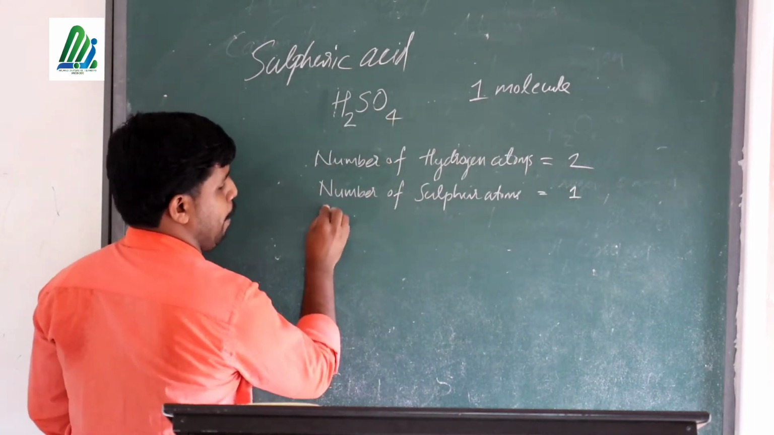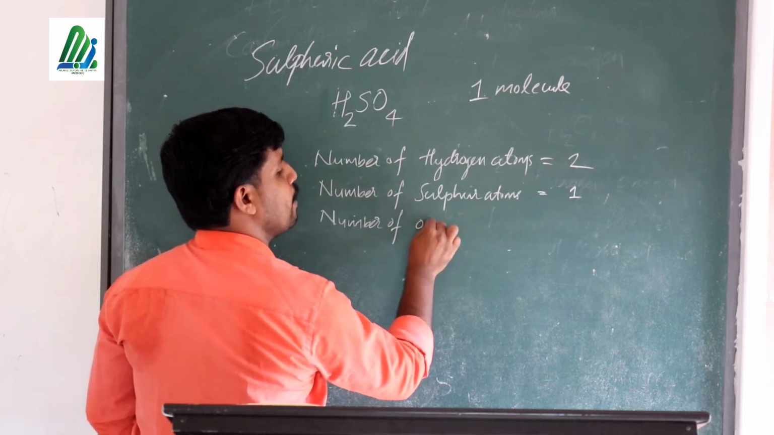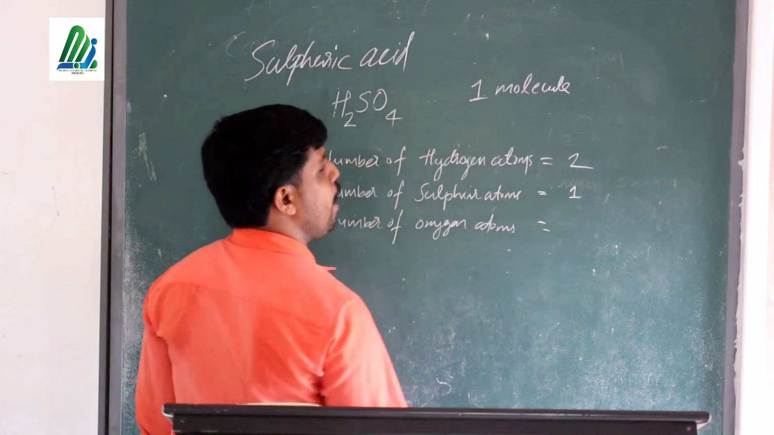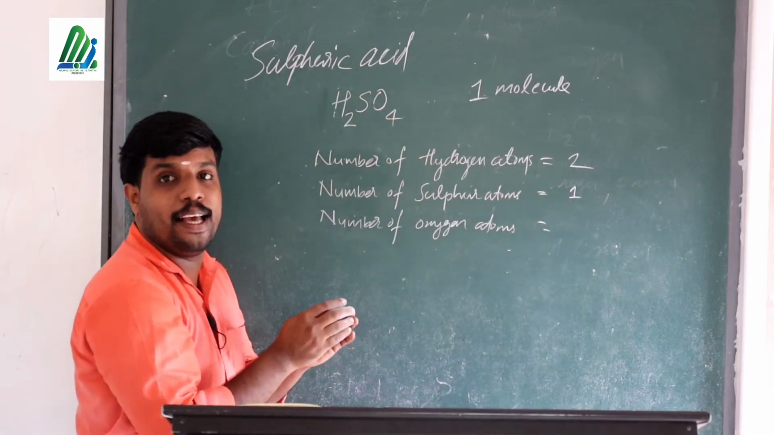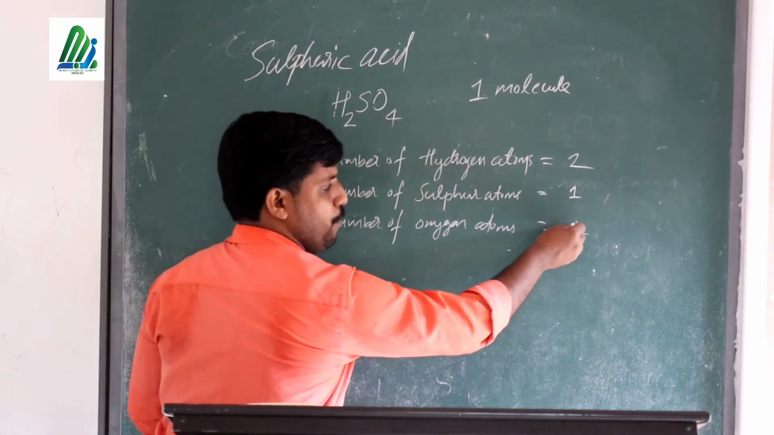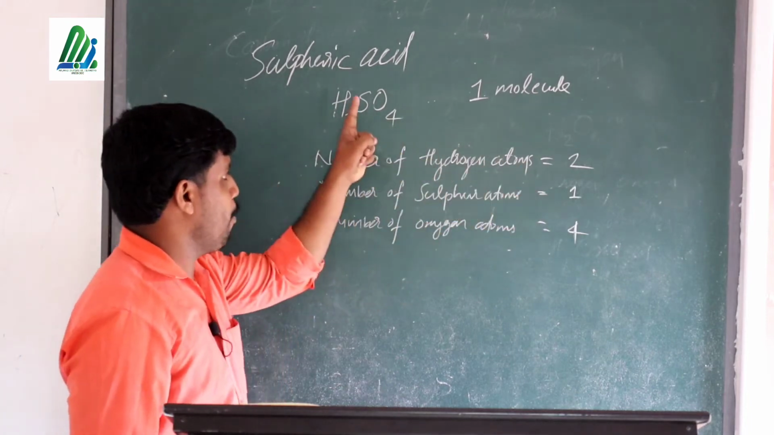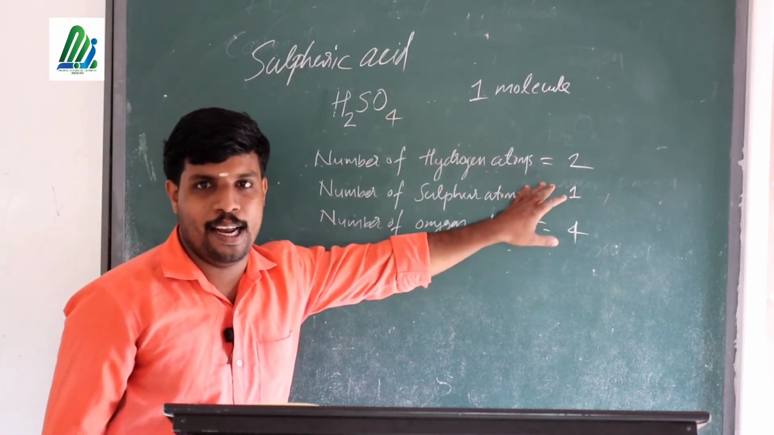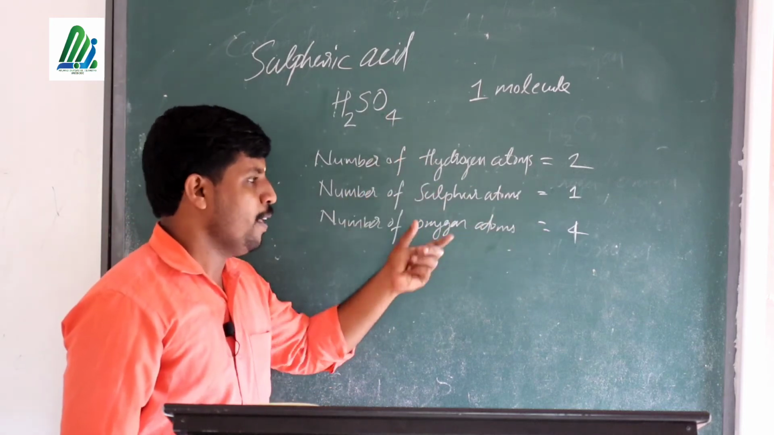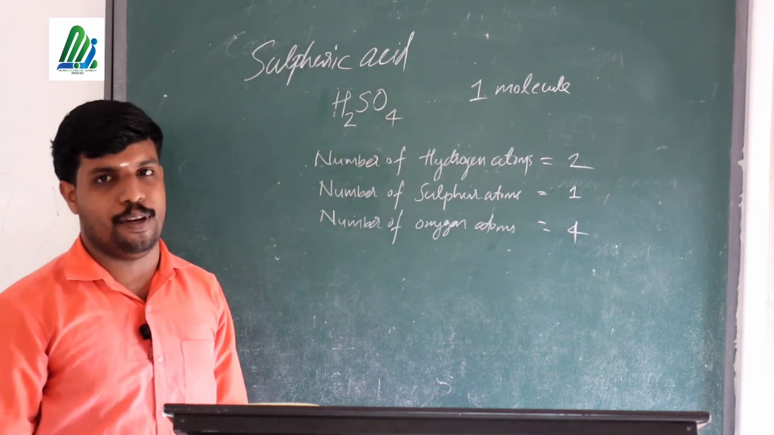Then oxygen, number of oxygen atoms. How many oxygen atoms are there? Yes, 4. 4 oxygen atoms. So number of hydrogen atoms is equal to 2. Number of sulfur atoms is equal to 1. Then number of oxygen atoms is equal to 4. That's written here. Then they will ask, calculate the total number of atoms present in sulfuric acid.